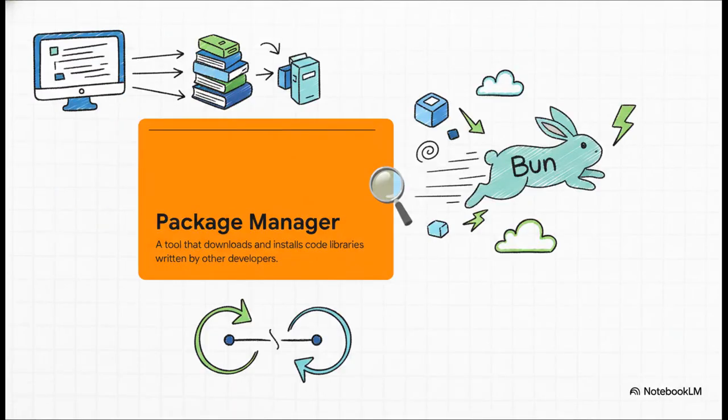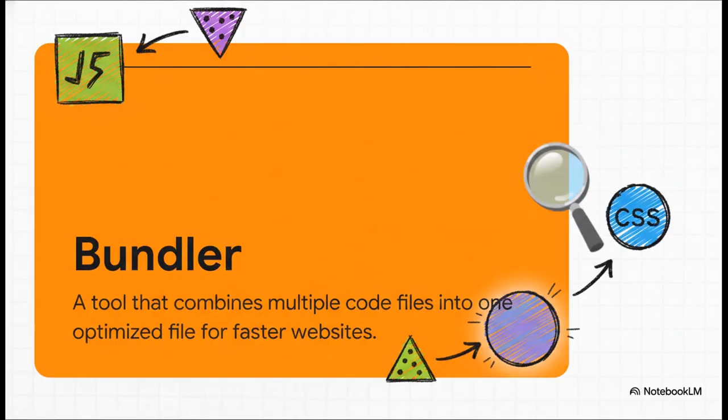Next up, Bun is also a package manager. This is kind of like your code's personal assistant. It's what you use to install and keep track of all the useful libraries and packages that other developers have shared. So instead of needing a separate tool like NPM or Yarn, Bun has its own super fast version built right in. But it doesn't stop there.